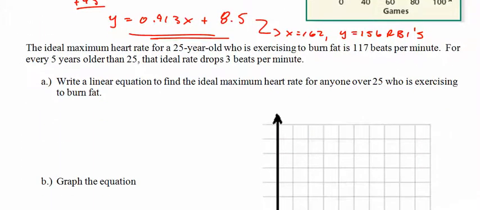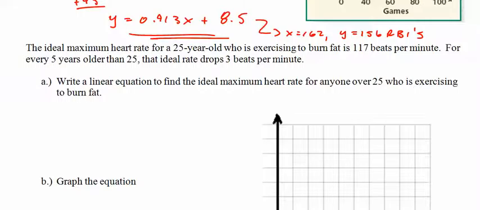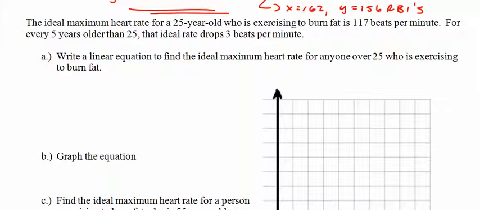Anyway, ideal maximum heart rate for a 25-year-old exercising to burn fat is 117 beats per minute. For every 5 years older than 25, the ideal rate drops 3 beats per minute. So, y equals, it drops 3 beats per minute, -3 over 5 times x, plus 117. You might say, well, how the heck did he do that? We'll put in 0. What do we get? 117. That makes sense, with x being years after 25.